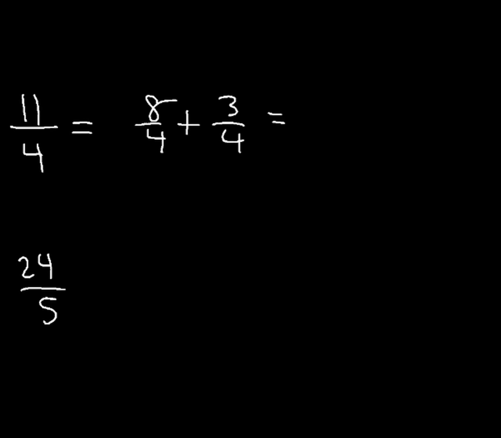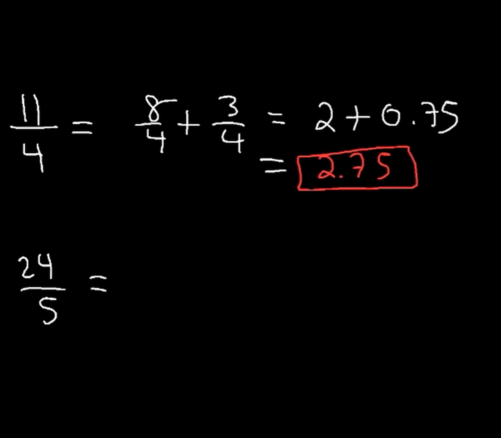So try these two, 11 over 4 and 24 over 5. 11 over 4 is 8 over 4 plus 3 over 4, and 11 minus 8 is 3, that's the remainder. So 8 over 4 is 2, 3/4 is 0.75, so therefore 11 divided by 4 is 2.75.